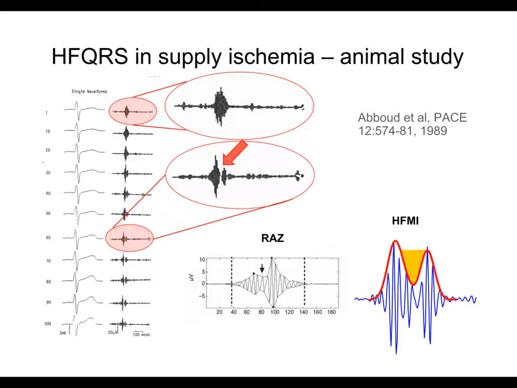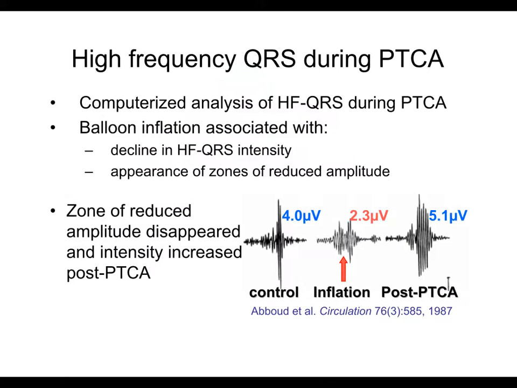The high-frequency morphology index, HFMI, estimates the extent of RAS by computing the relative area of the basin in the HFQRS envelope. On the right, the basin is marked in yellow, and the ratio of the yellow area divided by the area under the red envelope is the HFMI.